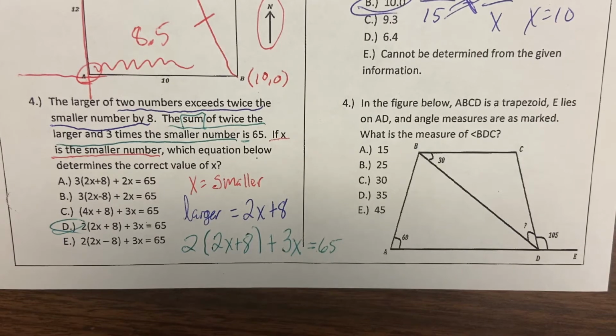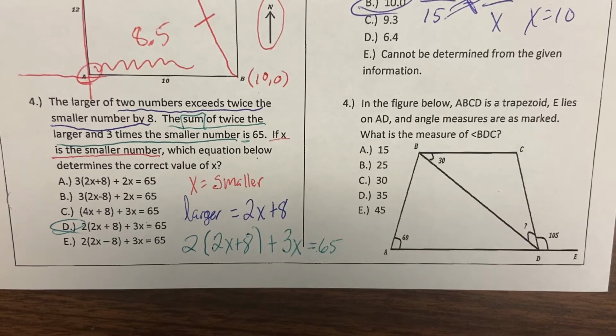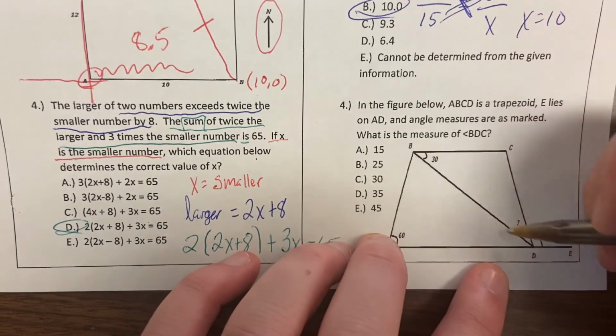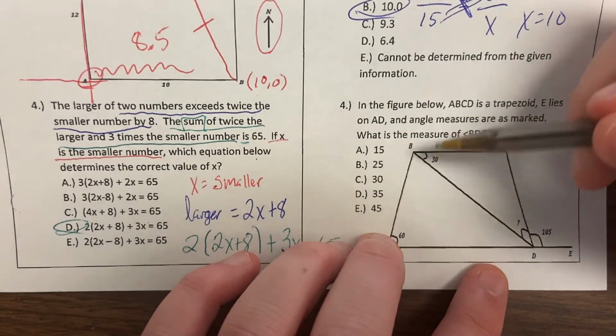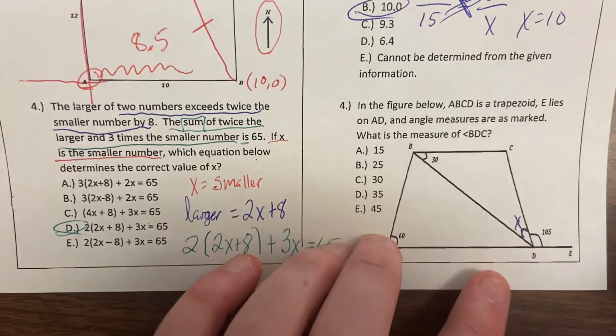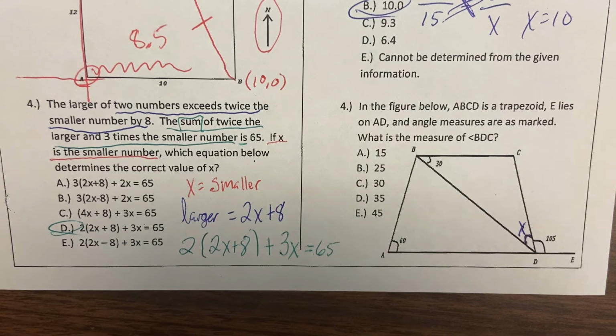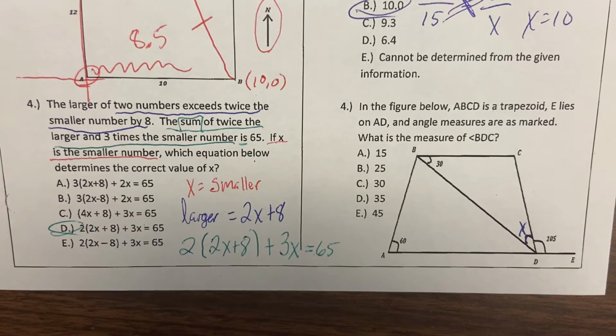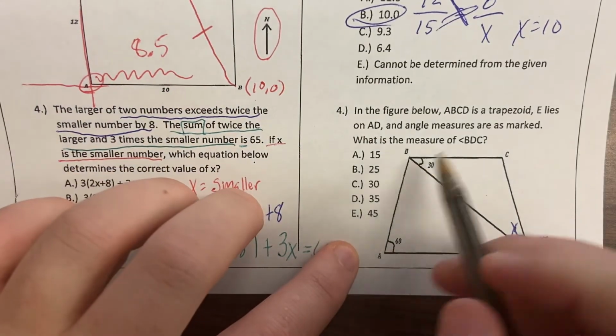Number 4, in the figure below, ABCD is a trapezoid. E lies on AD, and angle measures are as marked. What is the measure of BDC? So it wants this guy right here, right? I'm just going to call it X so we can see a little bit better. One thing about a trapezoid: a trapezoid does have two sides that are parallel.